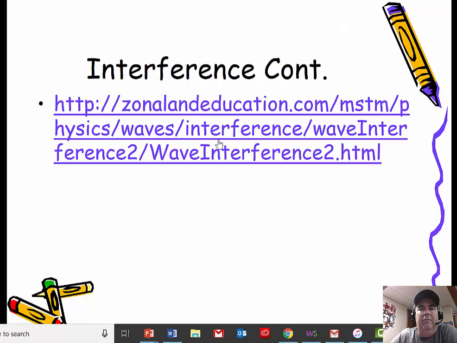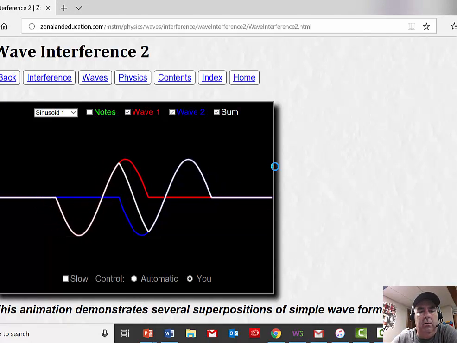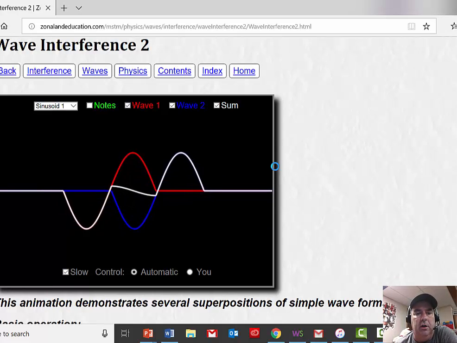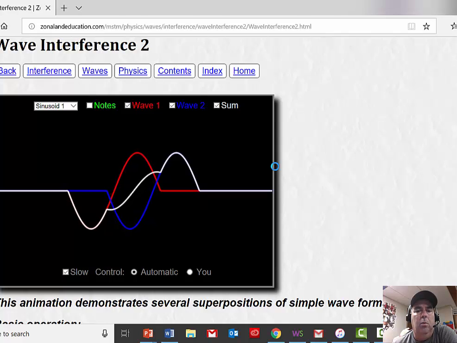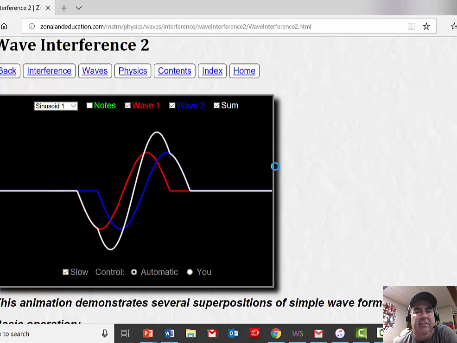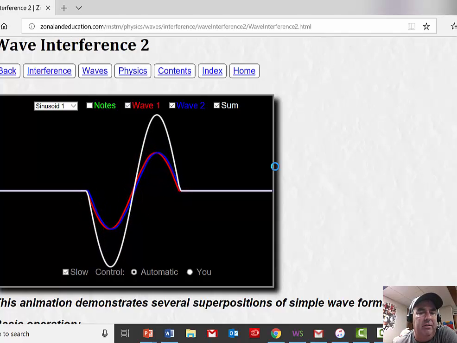When we look at this wave graphic here, we're going to put it in slow motion. Okay, so we've got it going in slow motion here. When we have this crest meeting this crest, that's going to be constructive interference. Same thing, trough meeting trough. This is going to be our constructive interference.